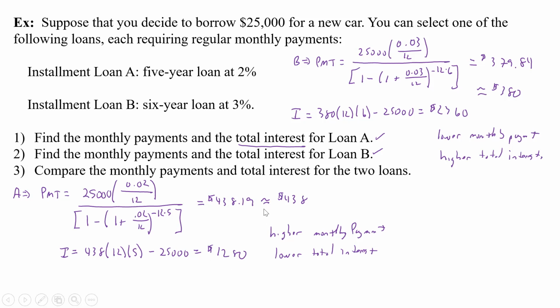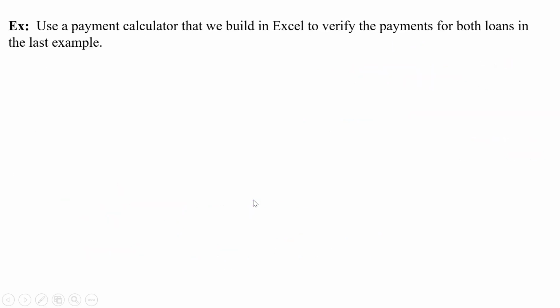Now, the nice thing about most auto loans, if you have extra money each month, you could put in extra money, and then your overall interest actually is going to be lowered also. So that's another way to think about how you can lower your interest. Now, what we're going to do now is use Excel to verify these same values. And so let's switch over to Excel.